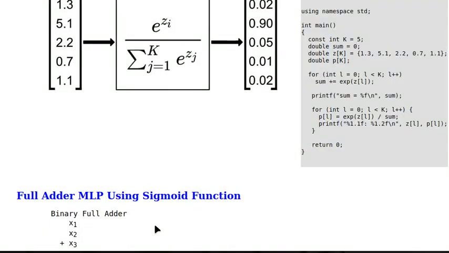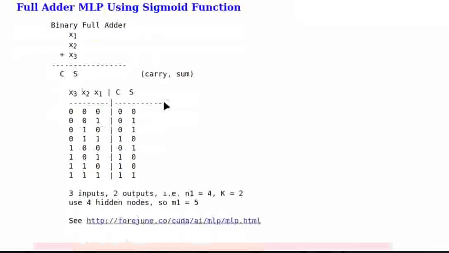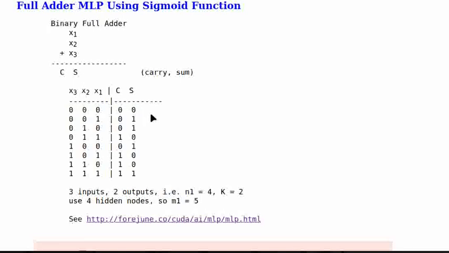Let's revisit an example that we discussed before. We use an MLP to generate the functions of a binary full adder, and in the example, the activation function is a sigmoid function. Now, in a binary full adder, we add 3 bits together, say x1, x2, x3, and we generate a carry and a sum. And this table shows the inputs and outputs.